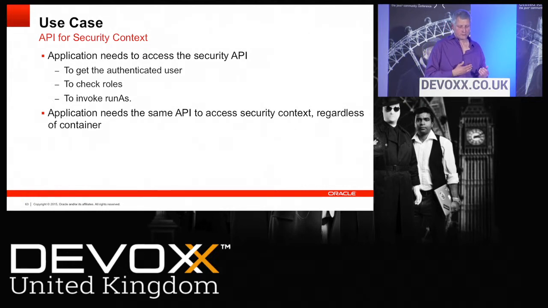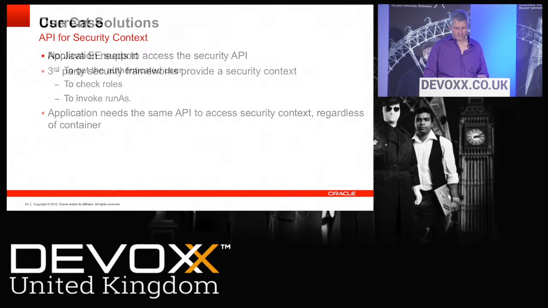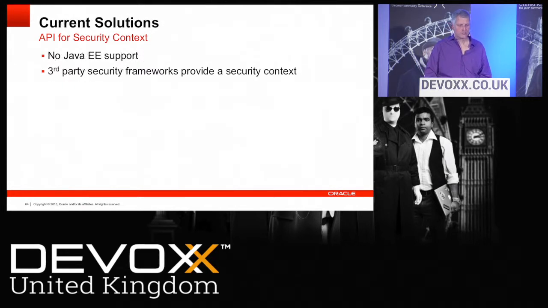The use case is that an application would need standard access to a security API for various things like run as. And regardless of which container you're in, whether a servlet container or EJB container, you want to still be able to access the current security context using the same API. Currently, there's no support for this in Java. Third-party security providers do provide this by default, because when you have a third-party library, you need access to some central context to figure out what the current context is. So you get that for free, sort of, in the third-party security framework.